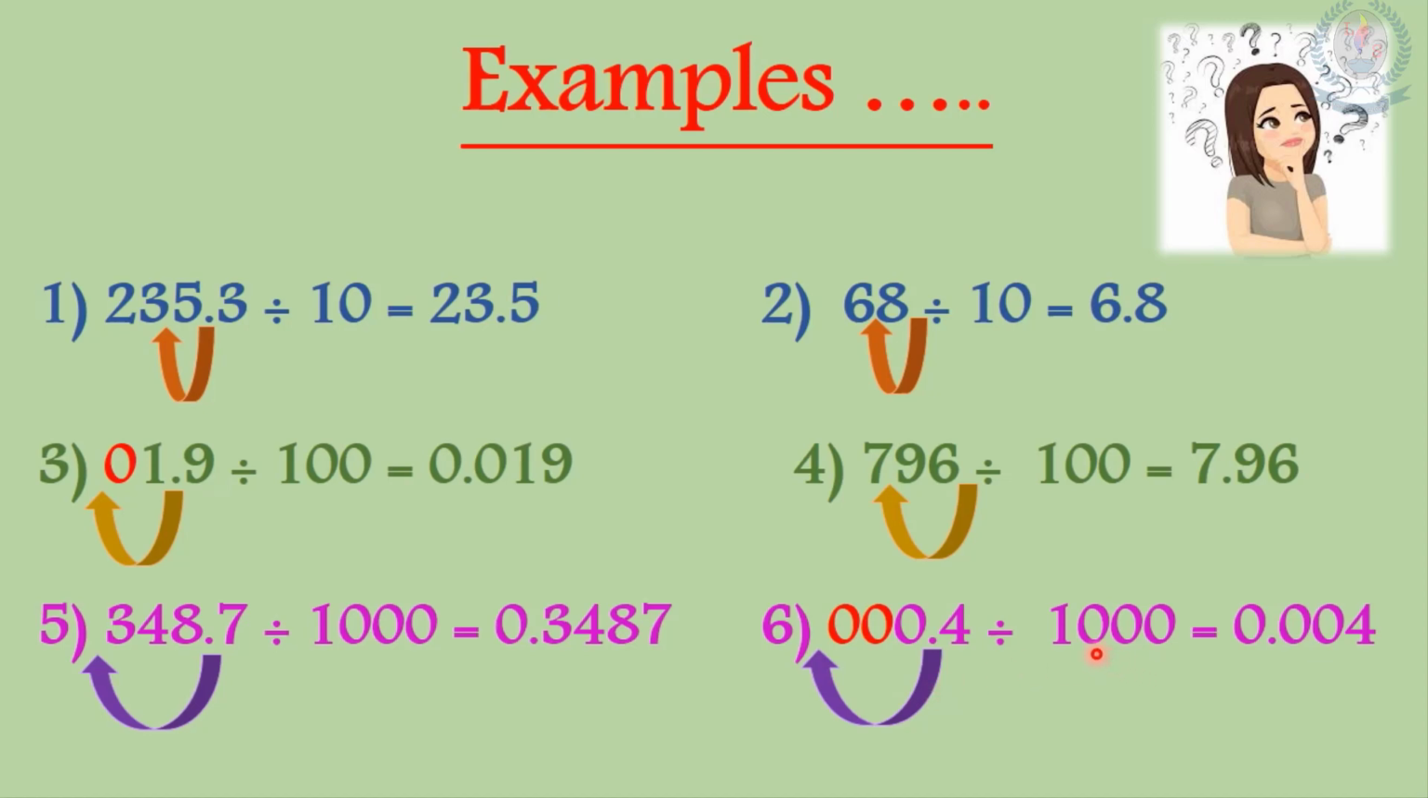Next one, 0.4 divided by 1000. Here we have to divide by 1000. That means we have to move the decimal place to left hand side by 3 digits. But in front of that decimal place only 1 zero is there. So we have to add other 2 zeros as well, these two red color zeros we have to add, right? Then the answer is 0.004.